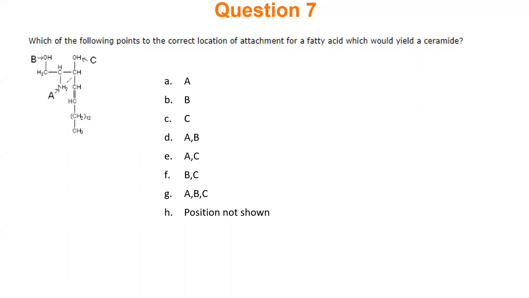So if you take a sphingosine and you add a fatty acid on carbon 2, that is called a ceramide. That's our naming scheme for these types of molecules. So any questions about that to begin with? Any confusions? Anyone want just another explanation, anything at all?